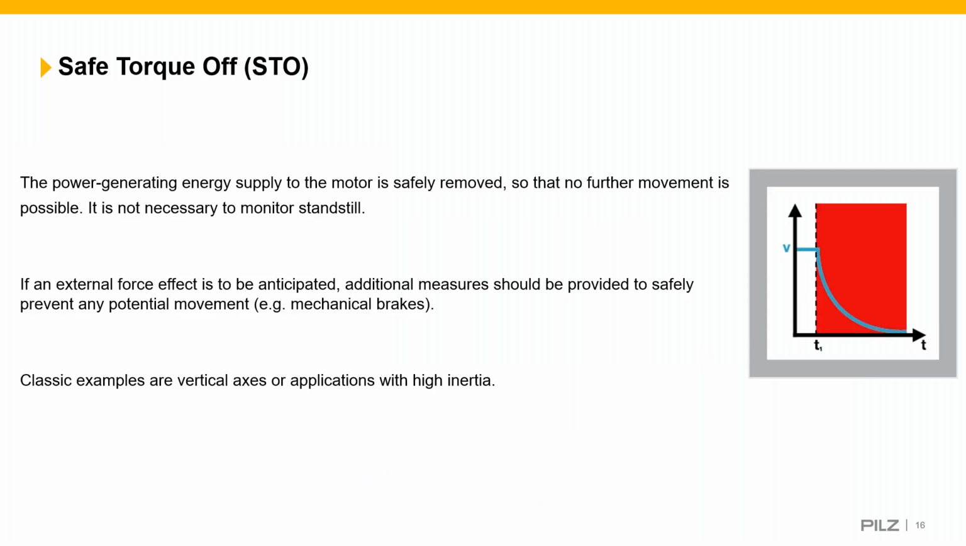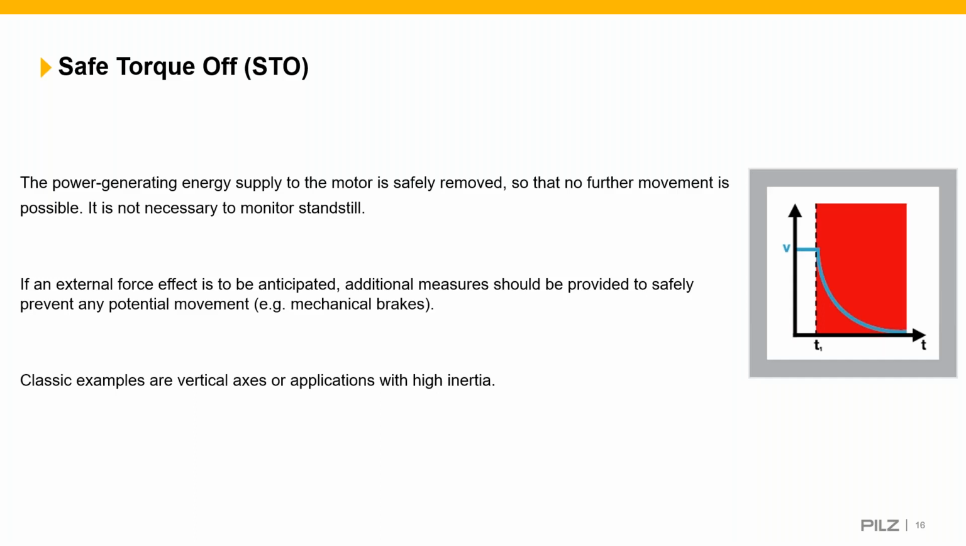So safe torque off. Safe torque off is a term that's used very widely now, a lot of familiarity with that word. However, it does get used in the wrong context and can be very easily misunderstood in terms of how it's used. In this case, safe torque off is where the power generating energy supplied to the motor is safely removed so that no further movement is possible. It's not necessary to monitor standstill in this case. If an external force effect is to be anticipated, additional measures should be provided to safely prevent any potential movement. This is where we start to talk about mechanical brakes and braking forces or locking off. Classic examples are vertical axes or applications with high inertia.